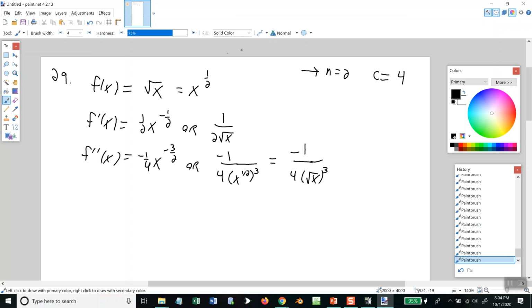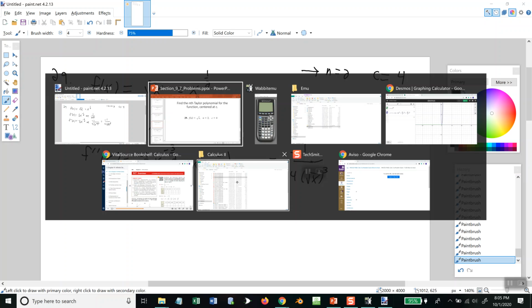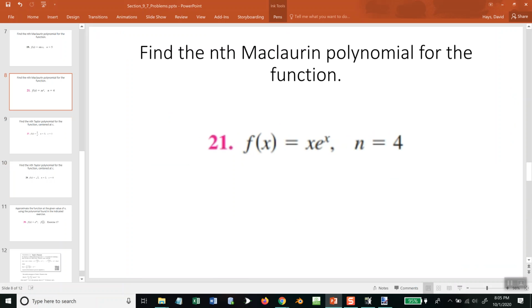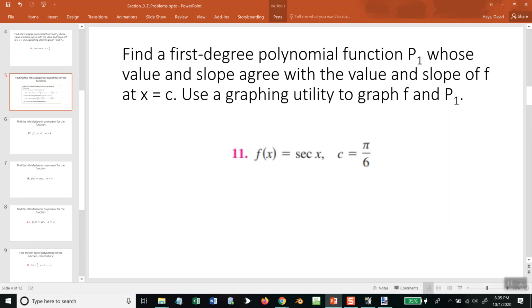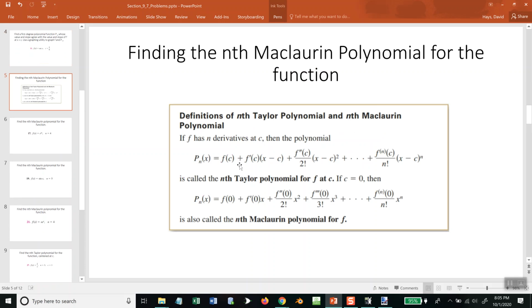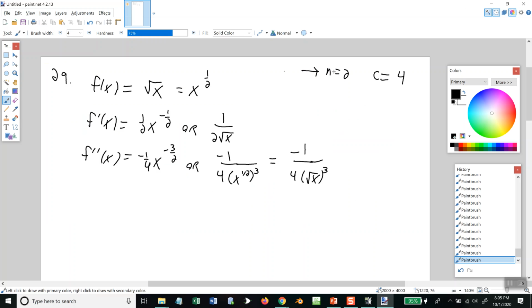I put it in that form because we're going to plug in c equals 4. And square root of 4 is easy, isn't it? 4 to the 3/2 power is not so easy, although it's not hard. Okay, so our formula for the Taylor polynomial says we're going to plug c in. So c is 4. So f of 4 is equal to square root of 4, which is 2.